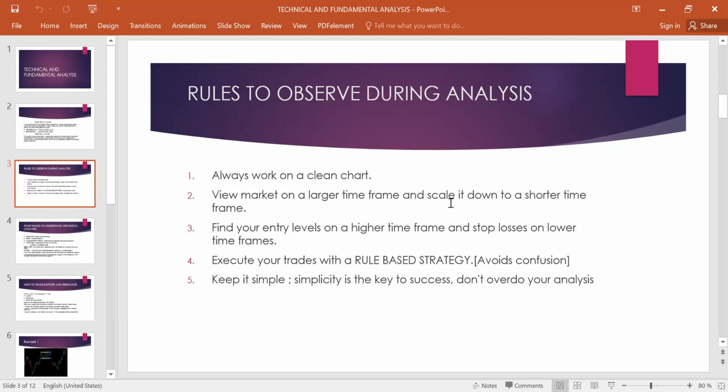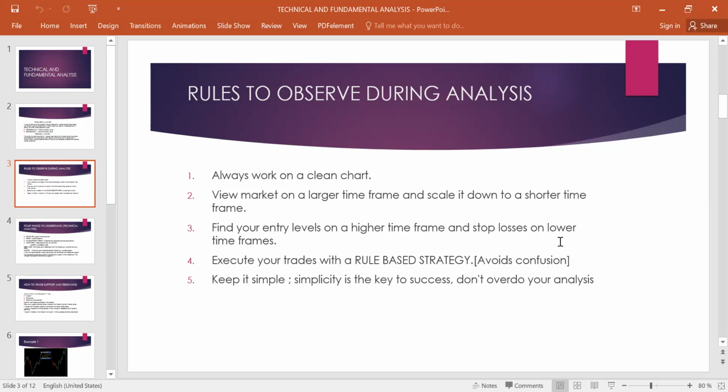You need to find your entry levels on higher time frames and stop losses on lower time frames. This means that it's more of checking on the larger time frame, then coming down, maybe it's a buy. Now you put your stop loss on maybe the 4-hour time frame, and then you trade on the 1-hour time frame. So this helps you to get a good risk to reward ratio, which we'll understand when we come to risk management.